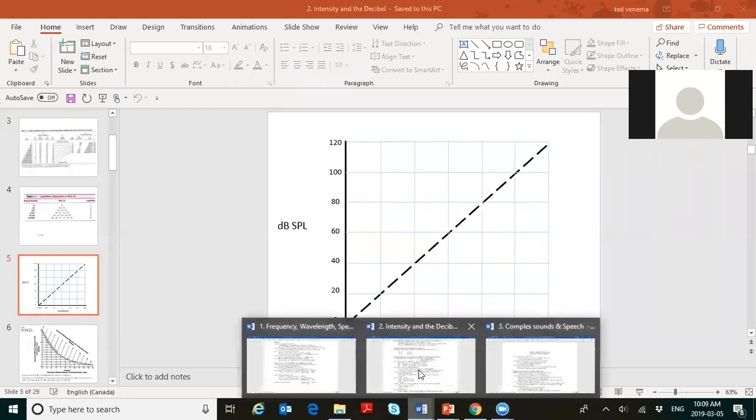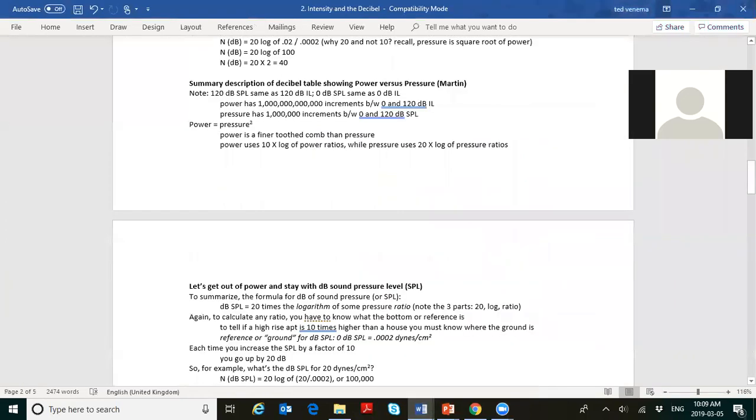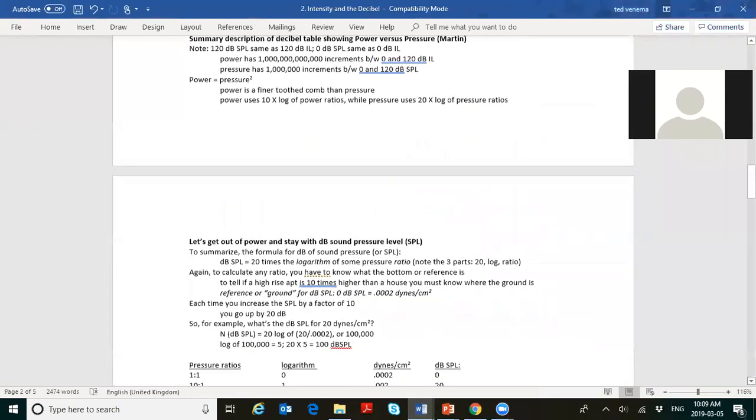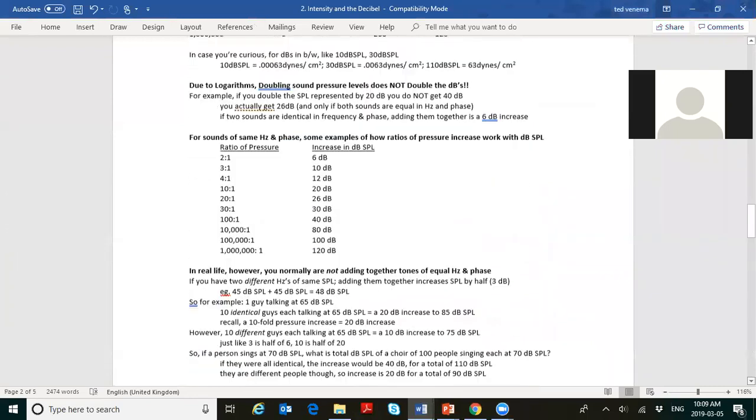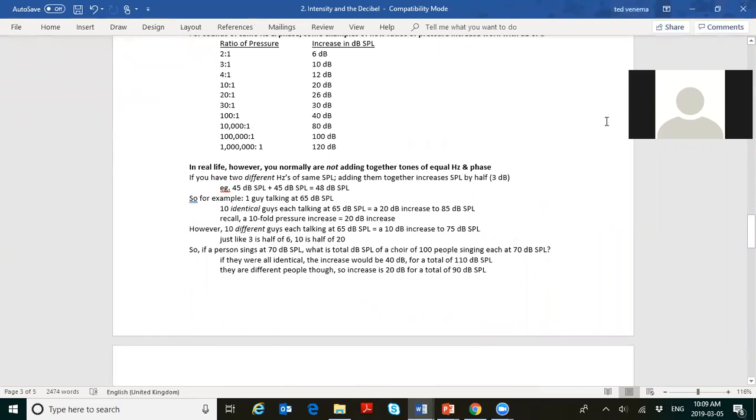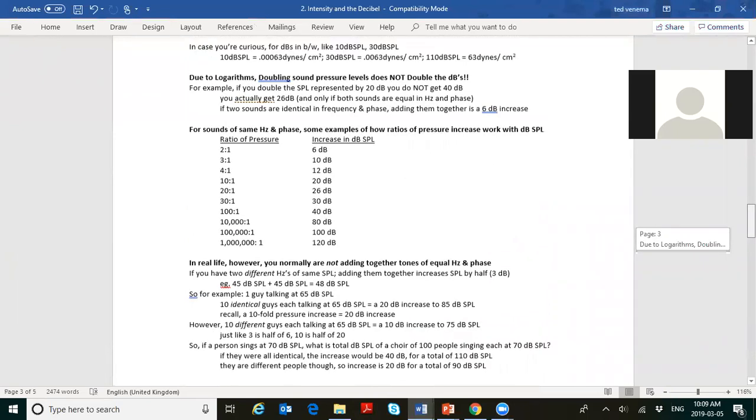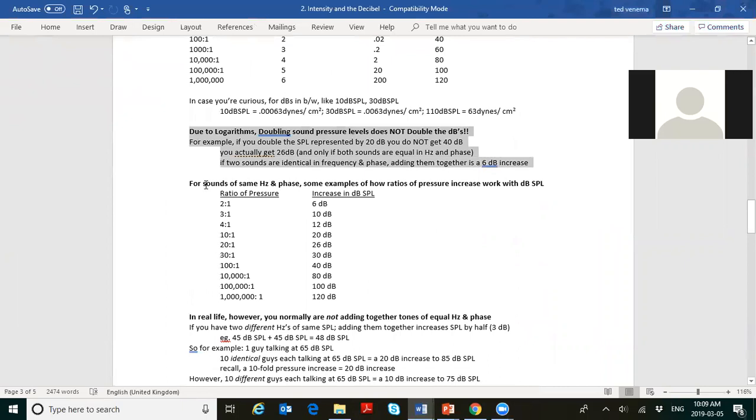Now let's take this unit home and look at a few things. Right over here. Memorize this. It's on the midterm. Due to logarithms, because of all that stuff we've talked about, just because you double the sound pressure, that doesn't mean you double the decibels. Remember, it's all based on logarithms. So, if you double the sound pressure level represented by 20, you don't get 40. You actually get 26. And only if the sounds are identical.